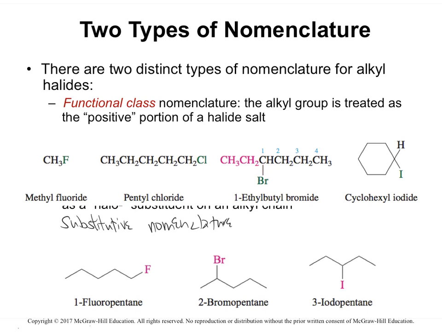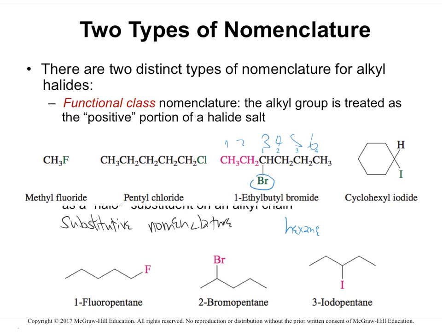Because what you do with the substitutive nomenclature is you look for the longest carbon-containing chain, which we have in this instance: 1, 2, 3, 4, 5, 6. So therefore, if the bromine was gone and it has 6 carbons, what would it be called? Hexane. So I'm just going to write it down here.